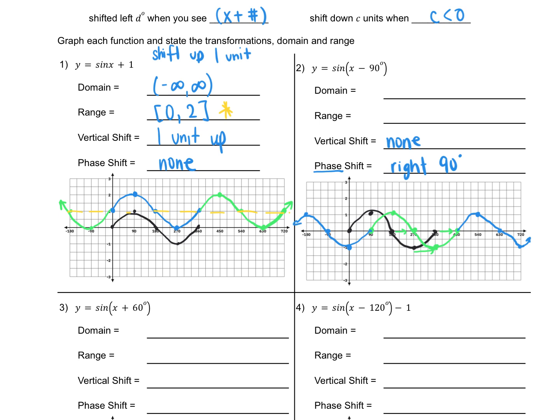And there we are. My domain again has not changed. My range actually hasn't changed as well. -1 to 1. So this time we didn't have that up down and my range didn't change. Just the start of that first cycle now started at 90 degrees instead of at the origin.